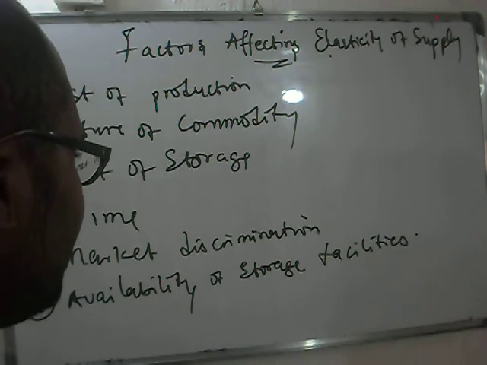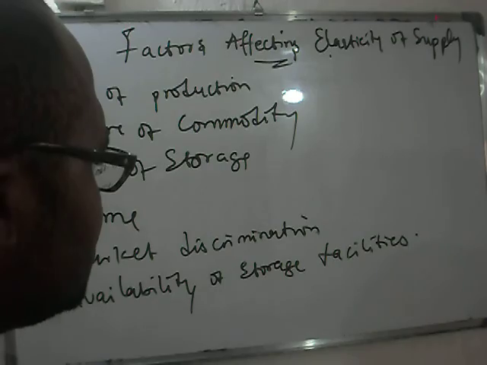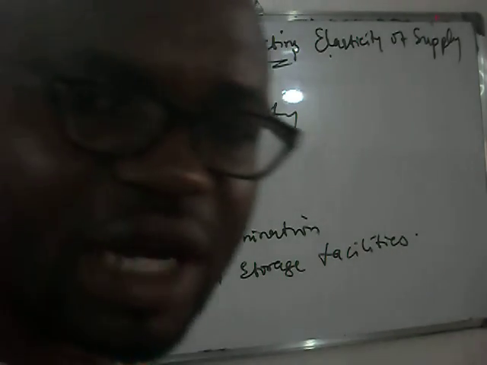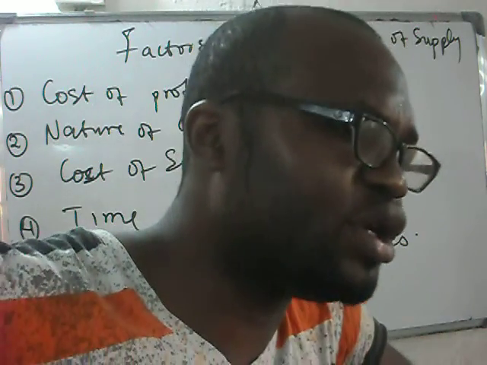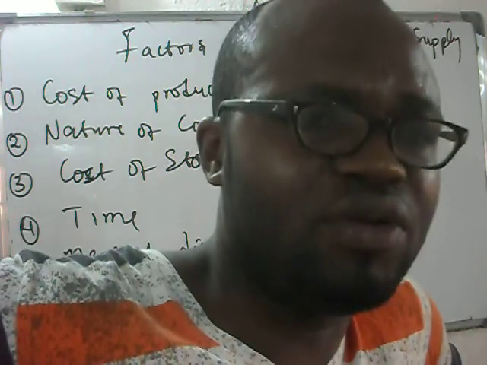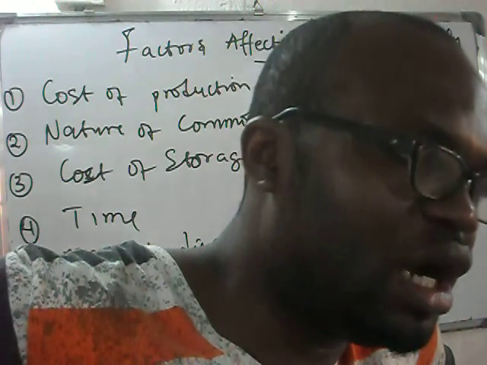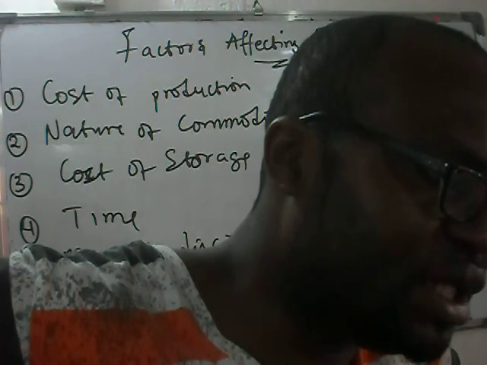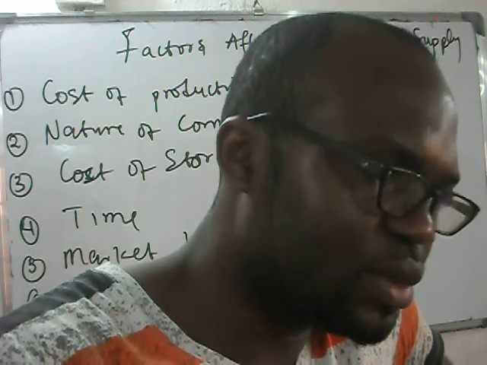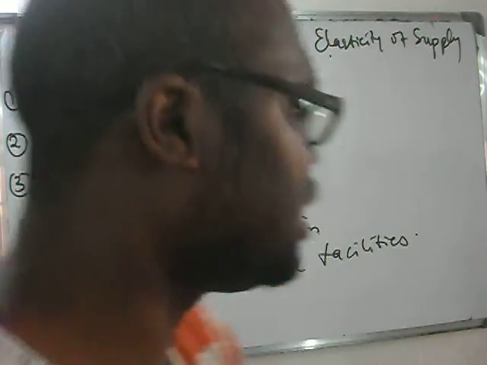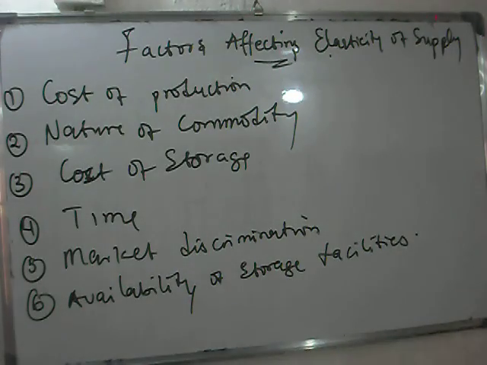Then we have what we call availability of storage facilities. If you don't have storage facilities, will you be holding your commodity and saying, I will wait for the price to increase before I supply? You will not. When you don't have storage facilities, what do you do? You sell out. Is that clear? You sell out immediately. That's what you do.